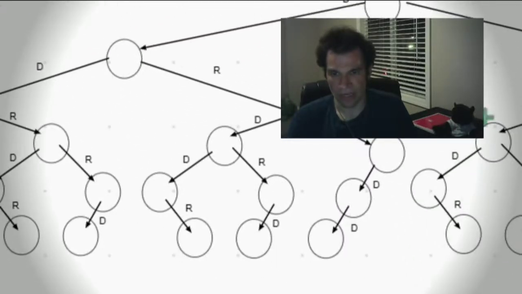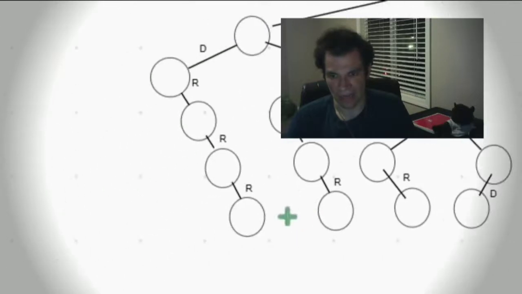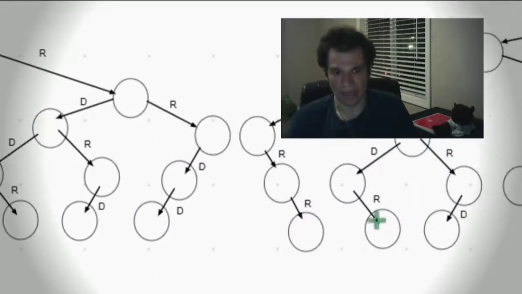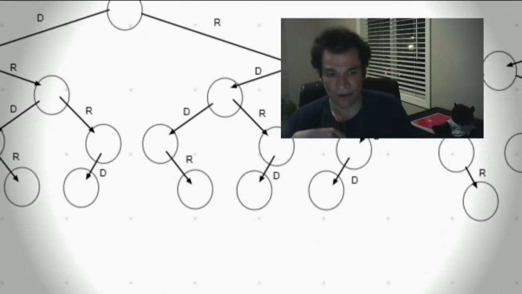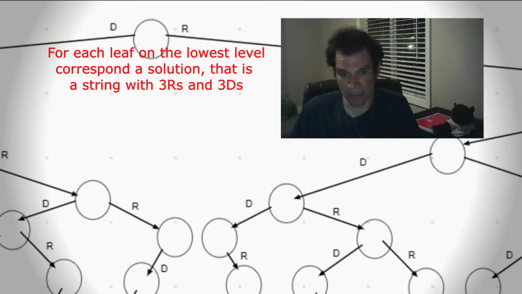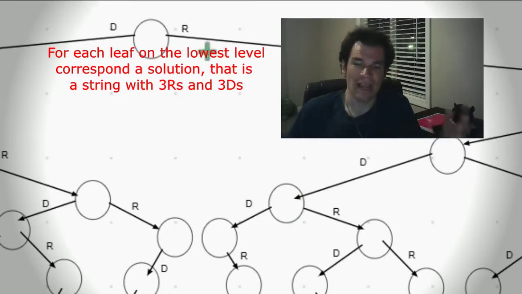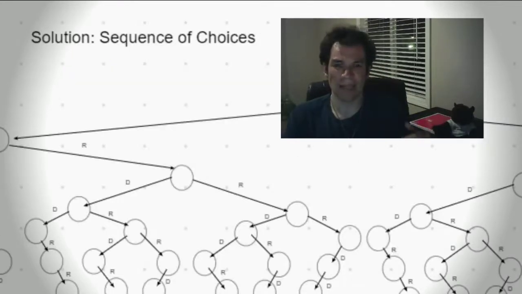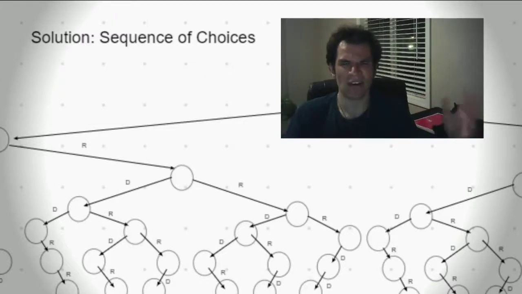So each one of these nodes on the lowest level, these leaves, corresponds to a string. Or as I said before, each leaf on these lower levels corresponds to a single solution, and that can be represented with a string that means either going right or going down. For this problem in particular, one solution is a path and can also be represented with a string, but generally speaking, a solution is a sequence of choices.